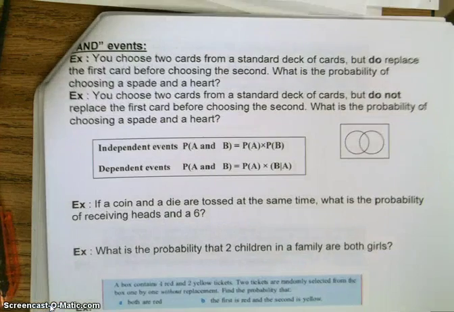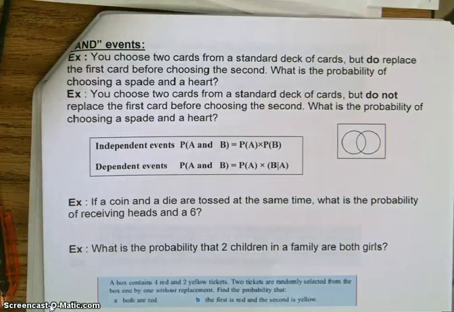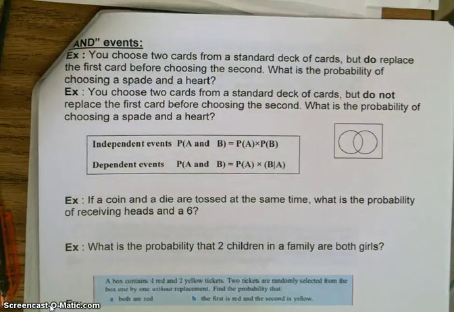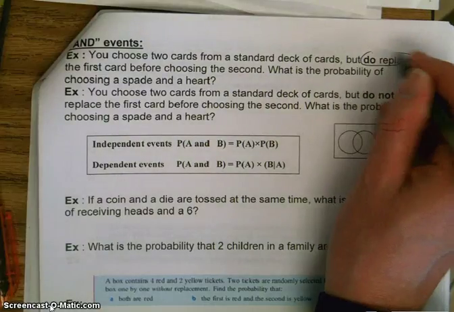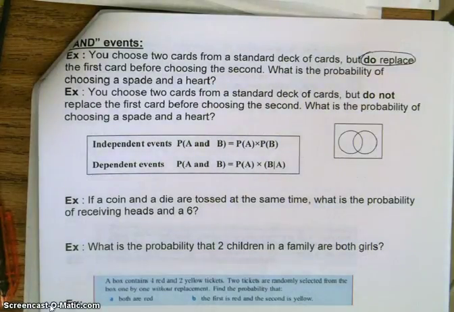Okay, we're going to do a couple of these that are AND events. Okay, so you choose 2 cards from a standard deck of cards, but you do replace the card. Okay, so that's important. So you have just as good a chance of getting a certain card the second time you do it as the first time you do it. Okay, so it says you do replace the first card before choosing the second. What is the probability of choosing a spade and a heart?